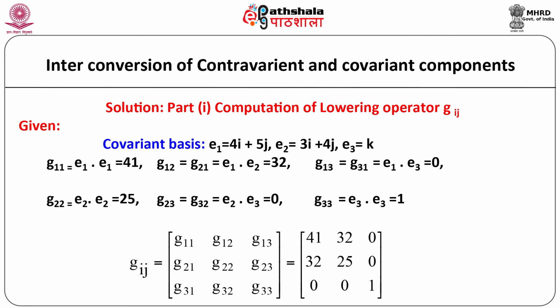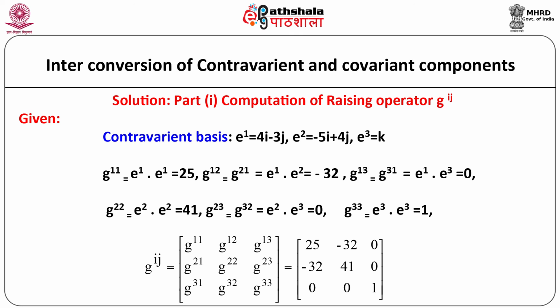As a first step of the solution, using the covariant basis vectors, we can compute the lowering operators as shown. Similarly, if we know the contravariant components A superscript I, we can compute its covariant ones by using the relation as shown. This is called lowering the index. These two operators are inverses of each other.